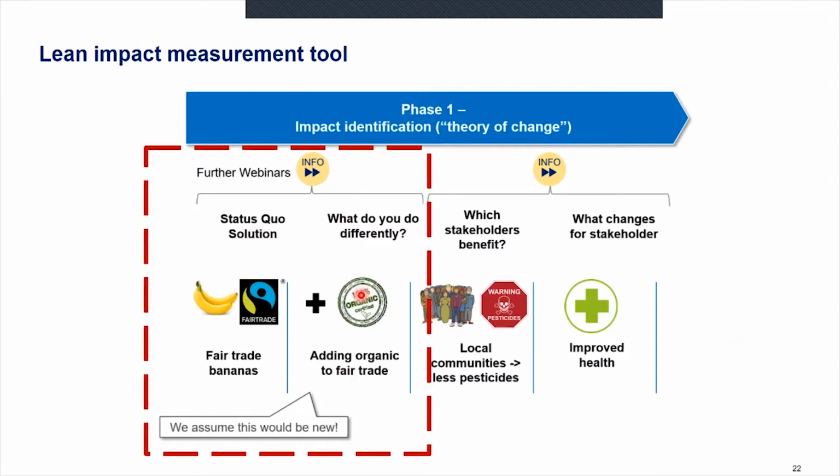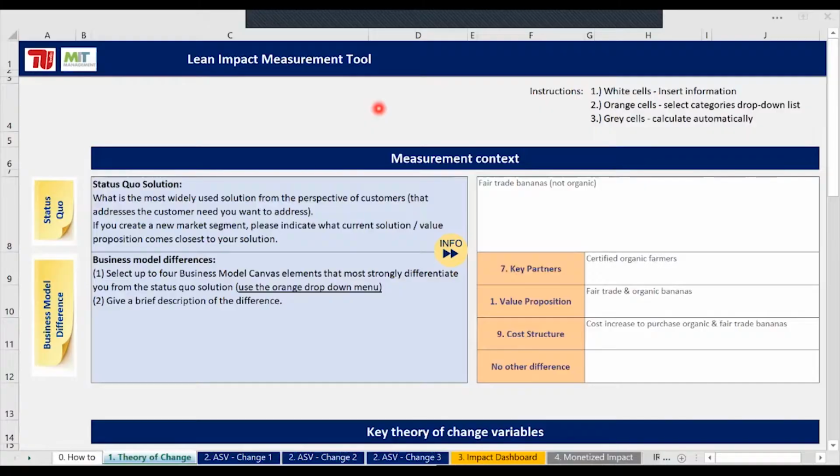So let's go back to our Excel, what we mean. In our Excel, we have entered fair trade bananas that are not organic as our status quo solution. In order to provide the organic fair trade bananas, we have to make changes to our business model. And keep this in mind, we're especially interested in changes that could potentially lead to sustainability impact.